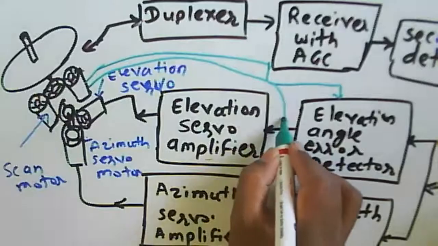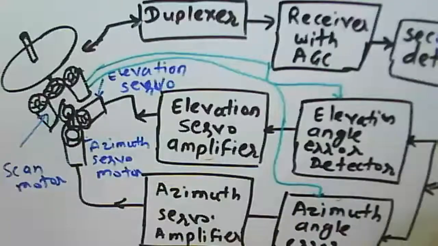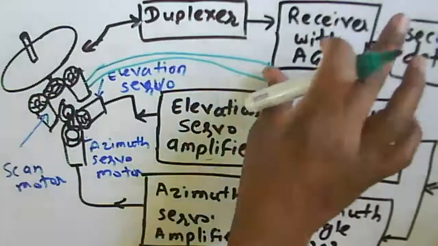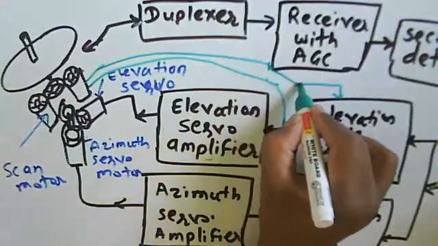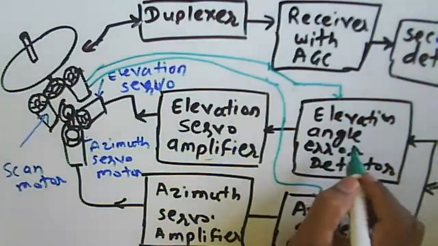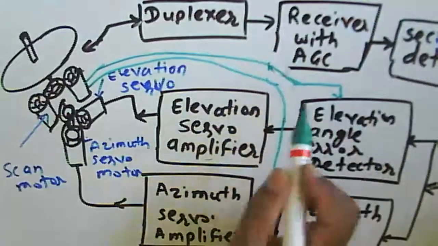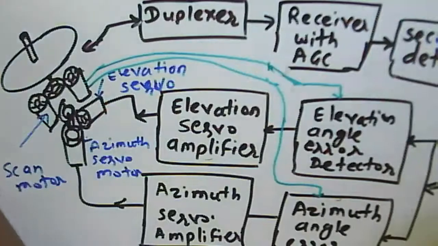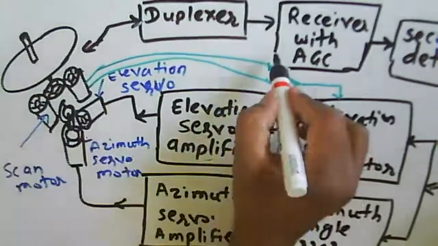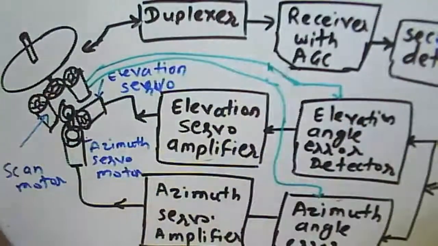So this one we can consider. We are getting these two particular signals. One is to be given to the angle tracking here, for the elevation tracking, and one is for the azimuth angle tracking.